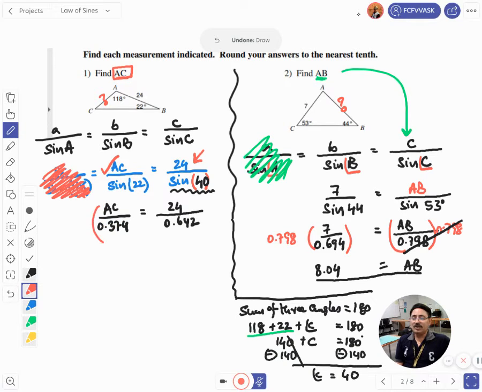You have to cancel out the denominator. So let me take the inverse operation, which is times 0.642 on both the sides. Then after the cancellation, AC equals to 24 divided by 0.642, then the result is multiplied by 0.374, 13.98.